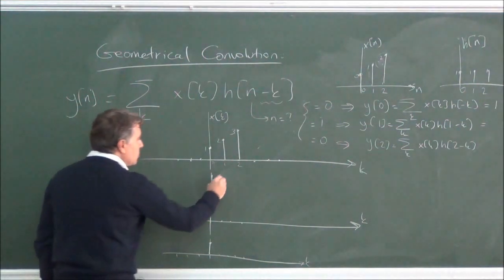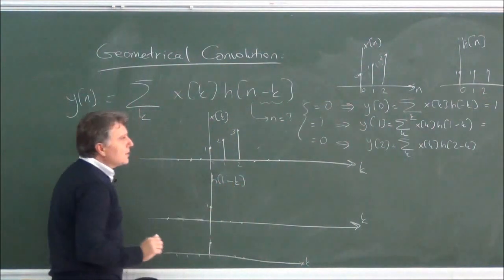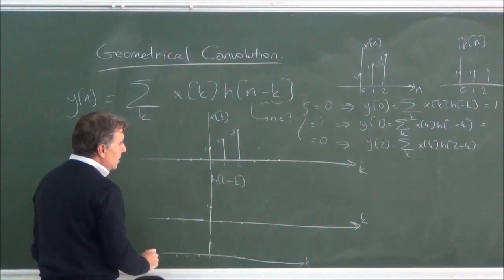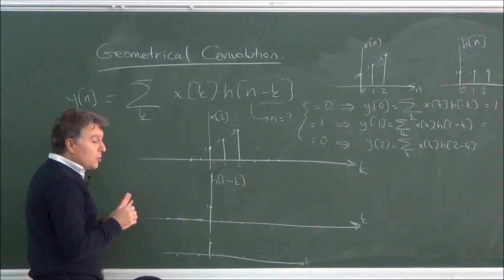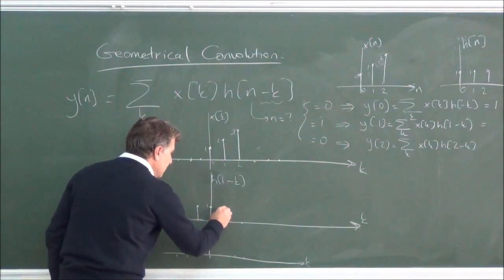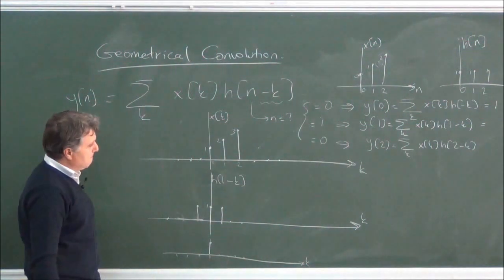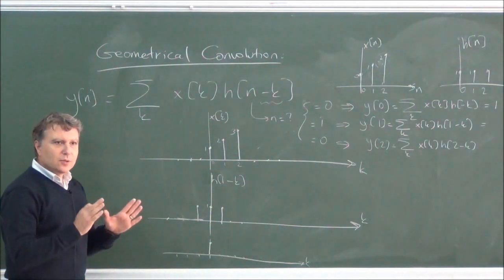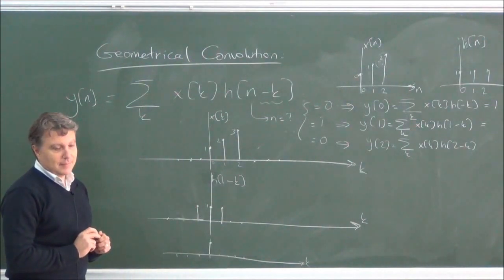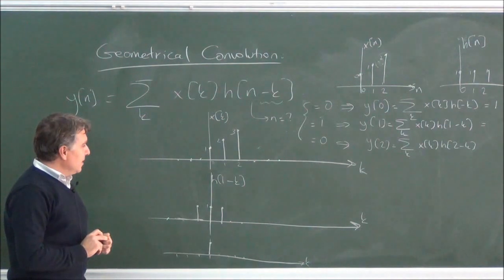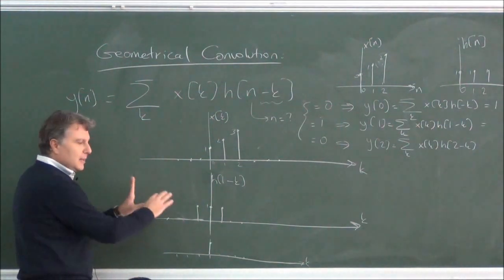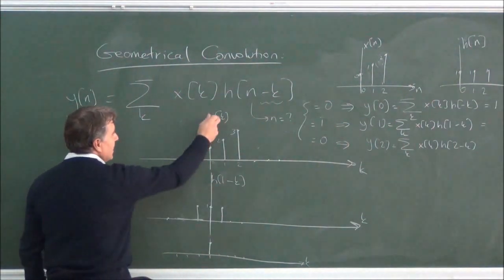Now, h of 1 minus k, because I want to evaluate y of 1 now, not y of 0 anymore. So I need h of 1 minus k. H of 1 minus k is this. And if you do not feel comfortable about this, then you have to just put some labels. But it is 1 shifted towards right. Okay? If you don't understand, please work on it. For the time being, let's take it as this one. This is h of 1 minus k, and this is x of k.